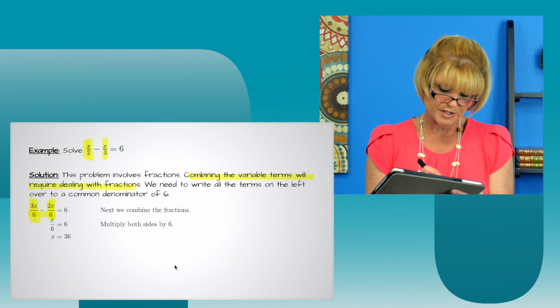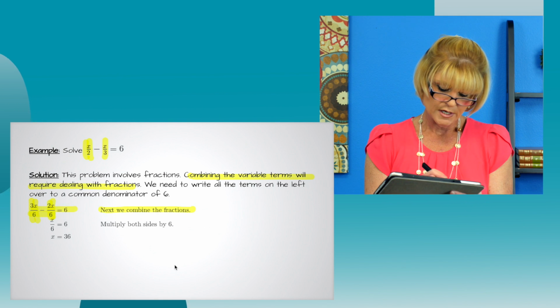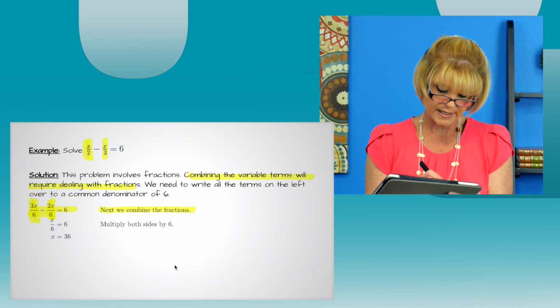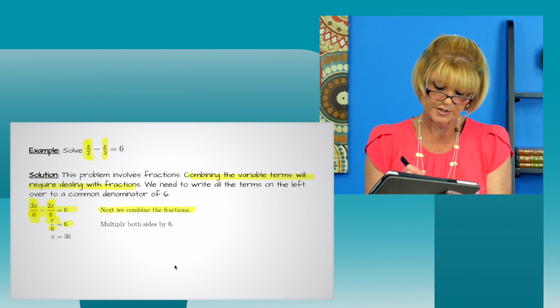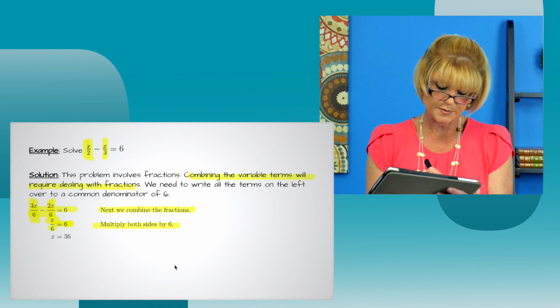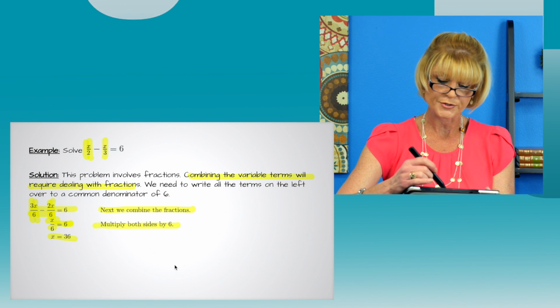And next we just combine them and then we subtract them. 3x minus 2x gives us 1x. Denominator 6, so we get x over 6 equals 6. We're going to multiply both sides by 6 and we get x equals 36.